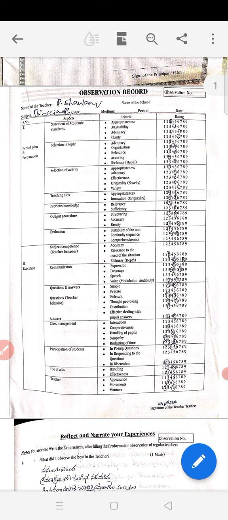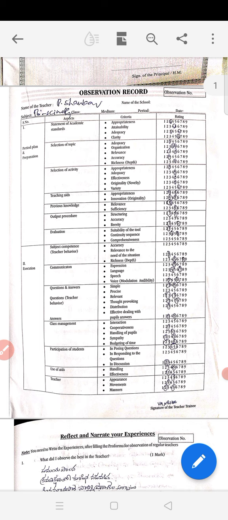Next, the class, whether it is 8th class or 9th class you observed, and the medium, whether it is Telugu medium or English medium. Next, period number 1, 2, 3, 4, 5, 6, 7, 8. Basically at school level 8 periods will be there. Then the serial number of that period. Next, the date on which that period was observed by you. So this is the information about the teacher.